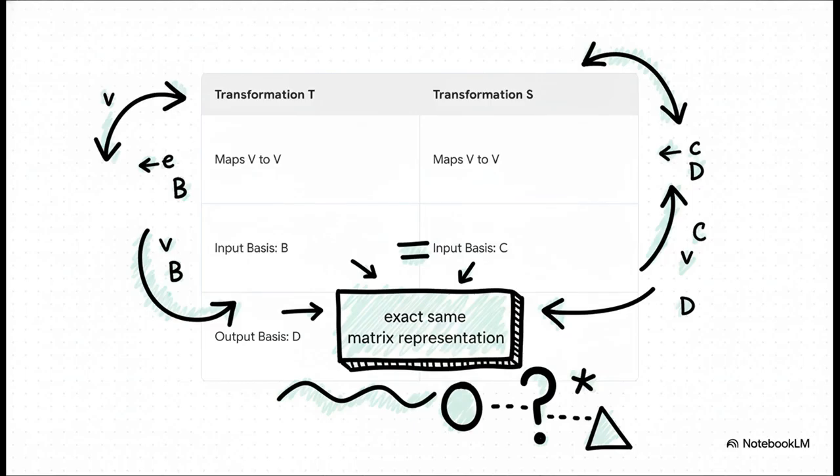T is defined with an input basis B and an output basis D. But S uses a different input basis, C. The output basis is the same, but their starting points are different. That one tiny detail changes everything.